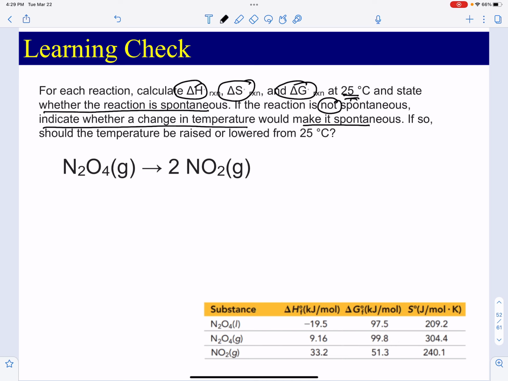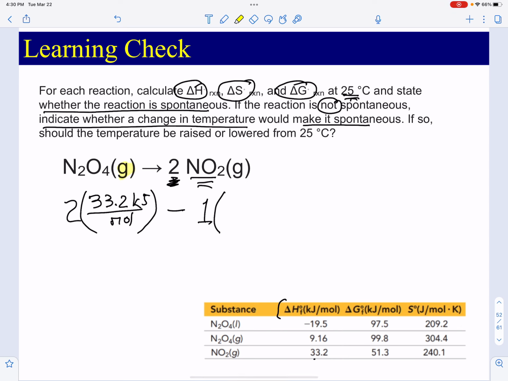What would be delta H? So we got the column here. So NO2 gas is 33.2. So the product, 33.2 kilojoules per mole. And there's two of them. Minus the reactant, there's only one reactant, and there's only one of them. And according to the table, it's a gas, so make sure you pay attention to the phase. So make sure you pick up the gas.